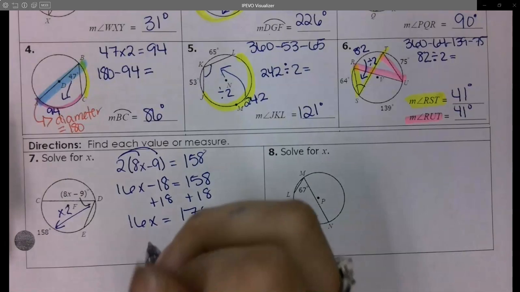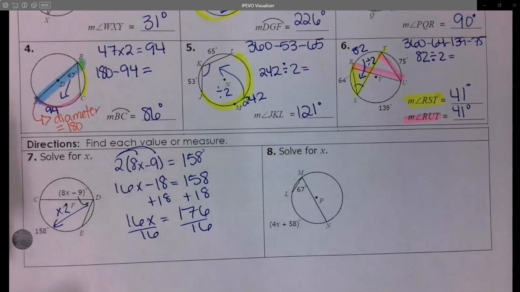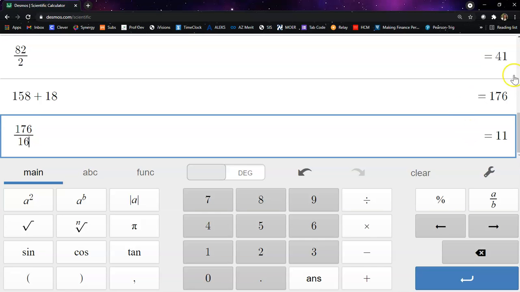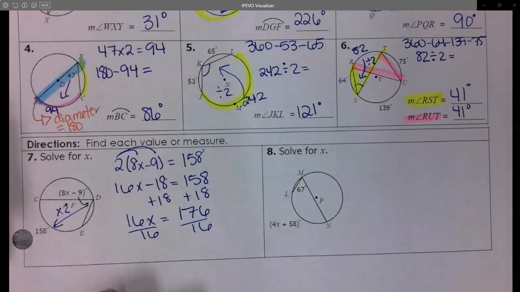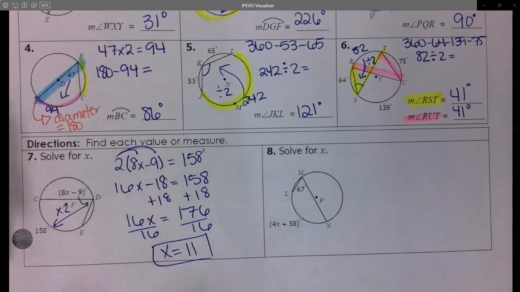Then to get x alone, I want to divide both sides by 16. Then I can go to Desmos and divide, which gets me 11. This question only wanted me to find x, so I don't have to plug back in.